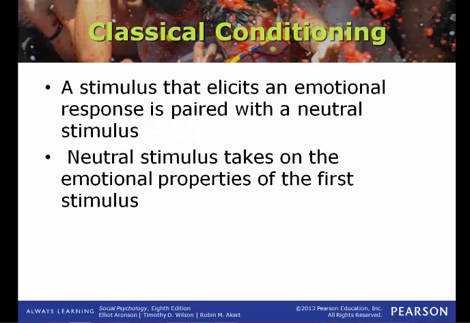So this slide pretty much says what the last one said, but it breaks it down into steps here. So let's think about some examples. A stimulus that elicits an emotional response is paired with a neutral stimulus. So let's say perhaps being with your partner makes you happy, hopefully, assuming that your partner makes you happy. So spending time with your partner perhaps is an emotional stimulus. It makes you have that emotional response.